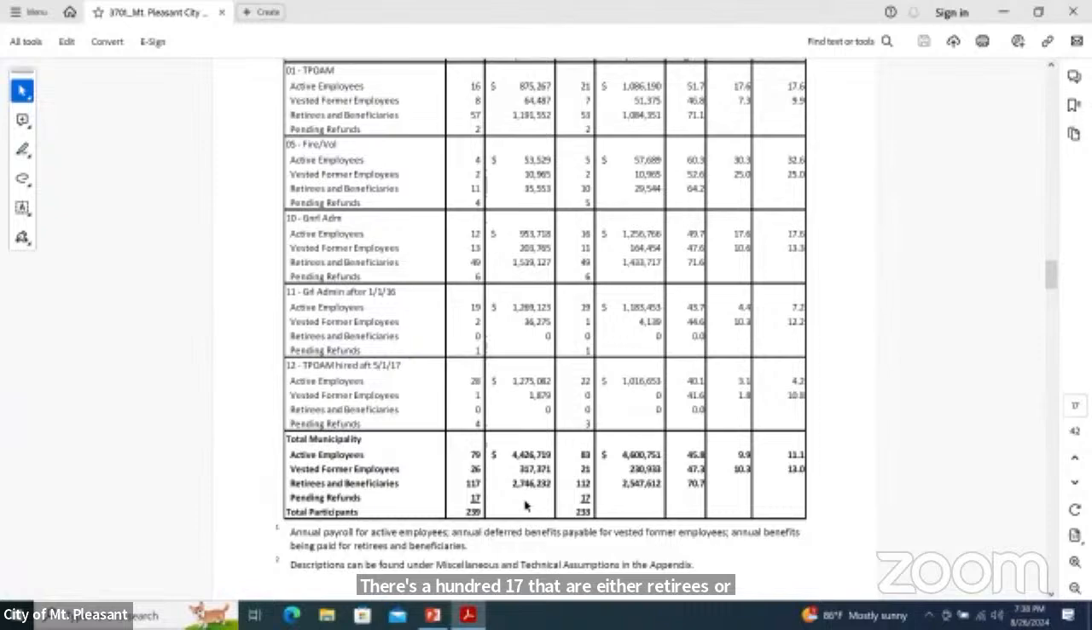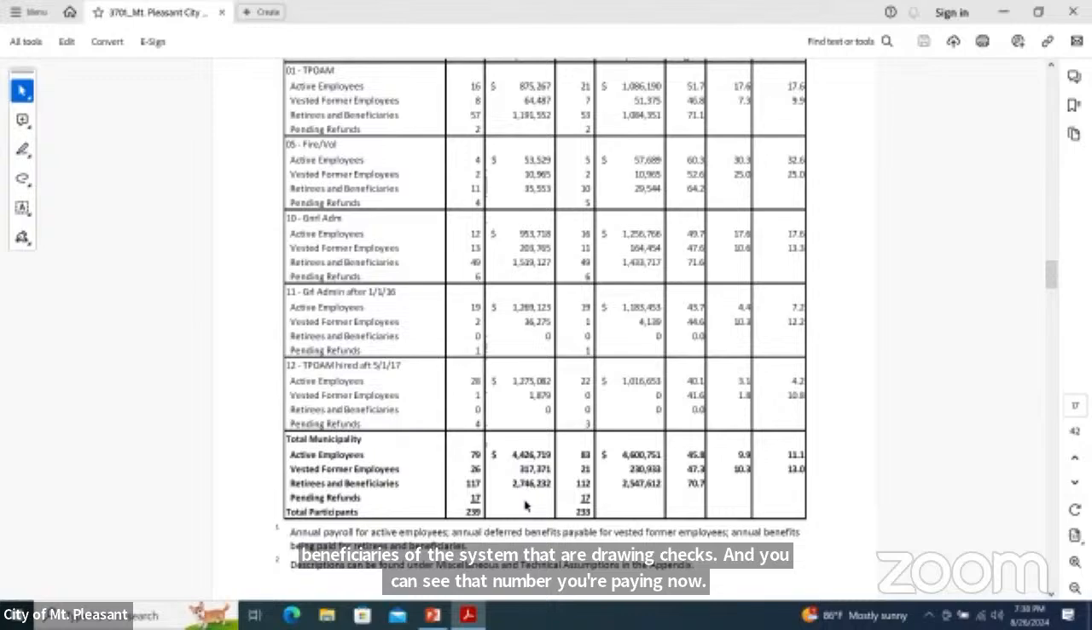You can see that number. You're paying out about $2.75 million every year to those retirees. So that's a large drawdown on your pension, because that's what they're getting.